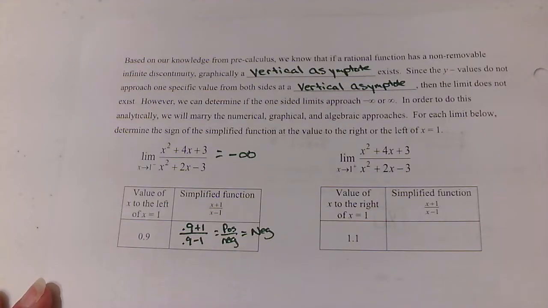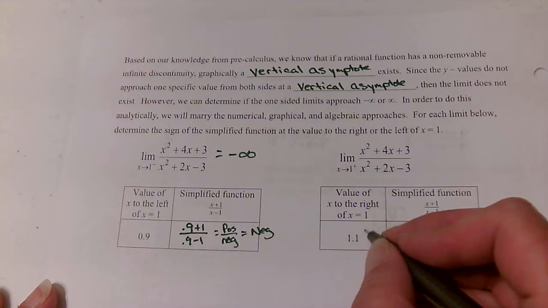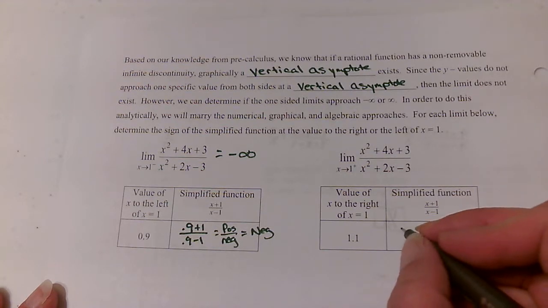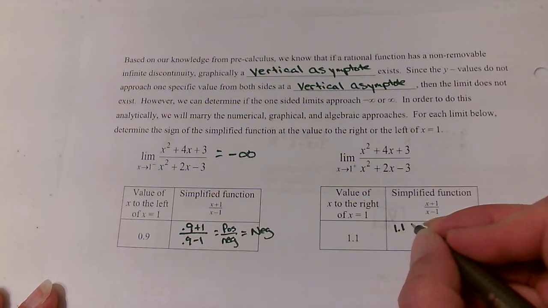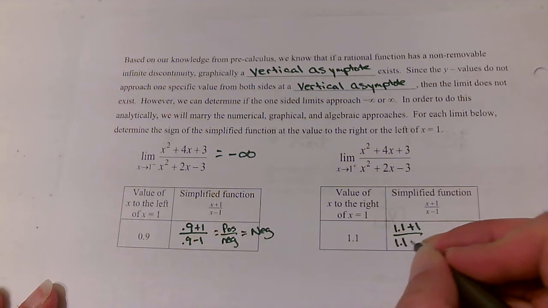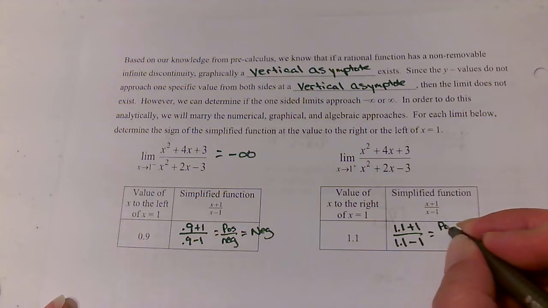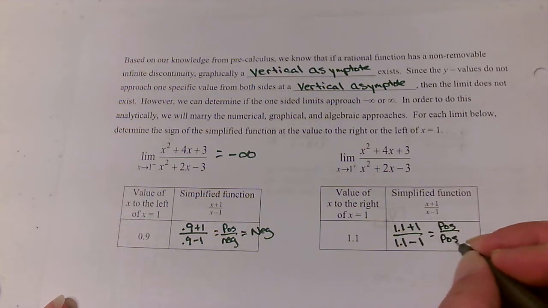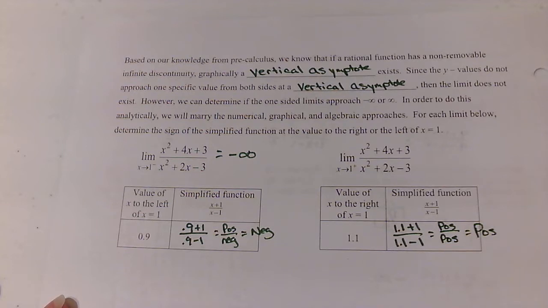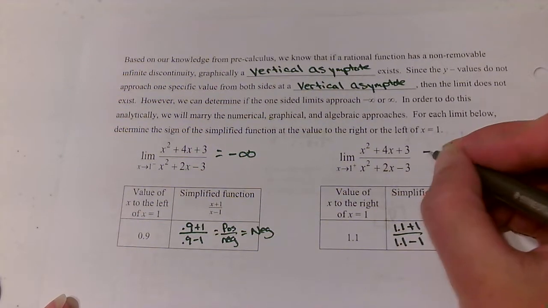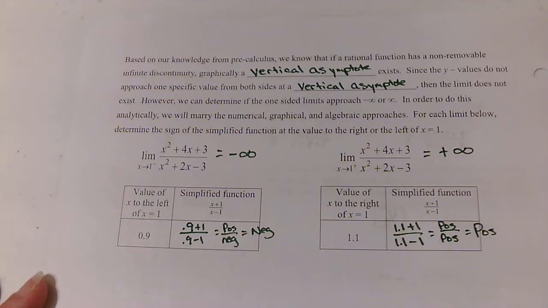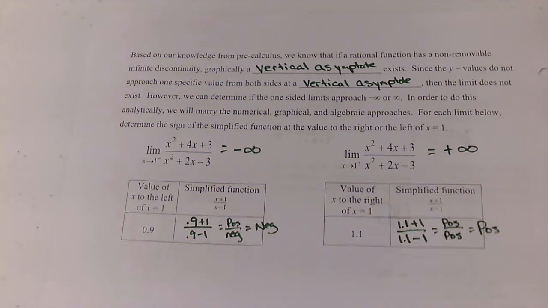If we were coming in from the right side of 1, 1.1 is a good one to use. So plug in 1.1. Now remember, I don't really care what the numbers are. I'm just looking for signs. This is going to be positive. Denominator is going to be positive. So overall, it's going to be a positive number, which means this is going to keep going up to positive infinity. Now, could I have picked anything to the left or the right? I really could have. But the closer you are, that's going to make it a little bit more accurate.